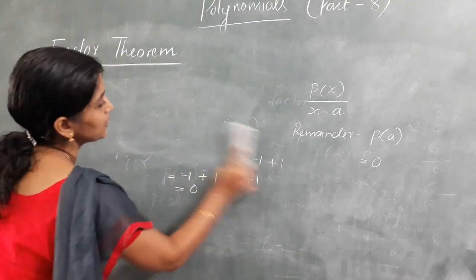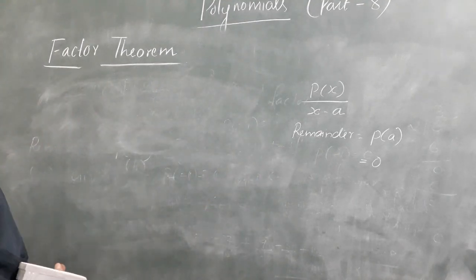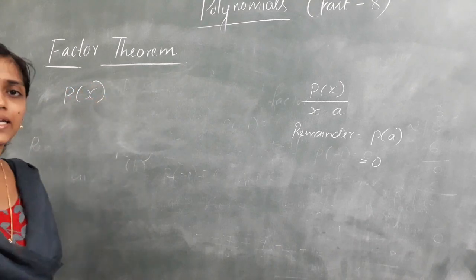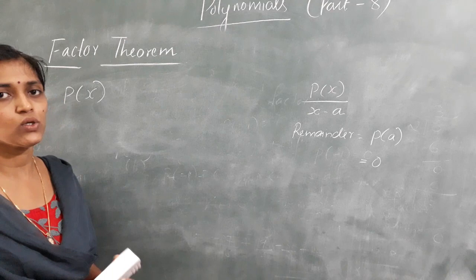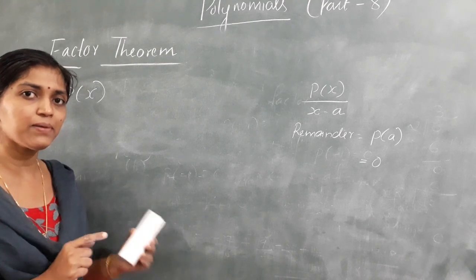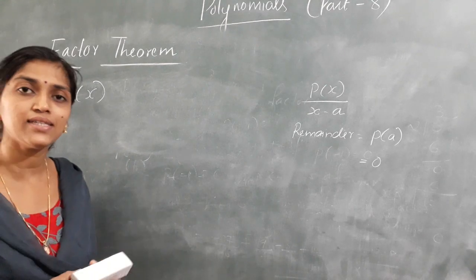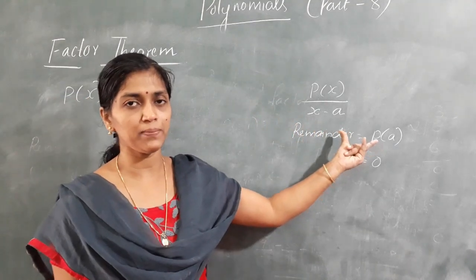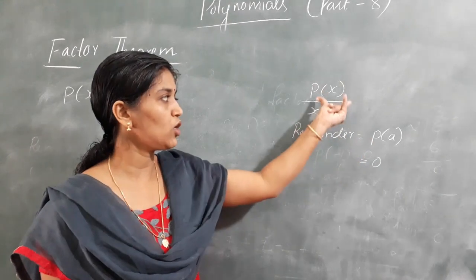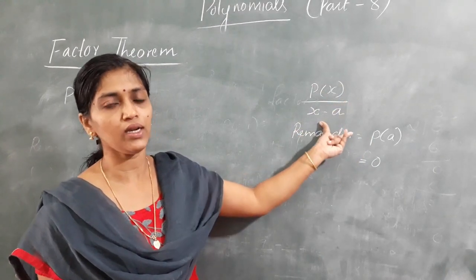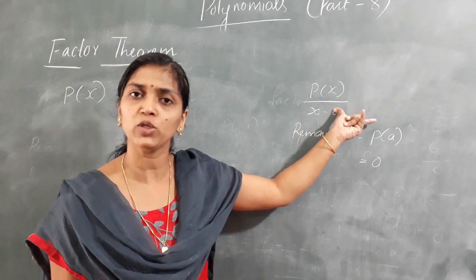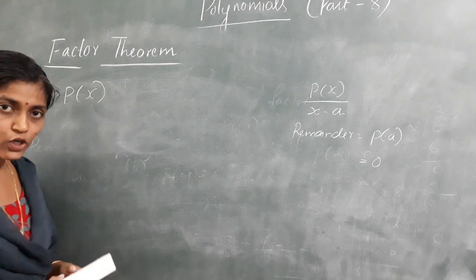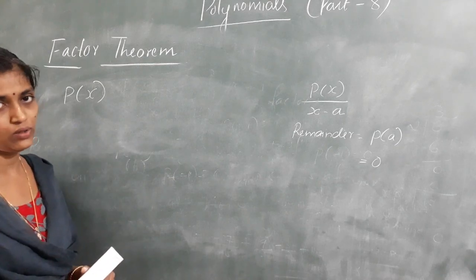So what is the statement of factor theorem? P of x is a polynomial of degree greater than or equal to 1. When I said remainder theorem, I told why we are taking p of x as a degree greater than or equal to 1. Because we are dividing by a linear polynomial of degree 1. So we should have a p of x with degree equal to this 1 or greater than 1. Then only we will be able to do our division, isn't it? So p of x is a polynomial of degree greater than or equal to 1.